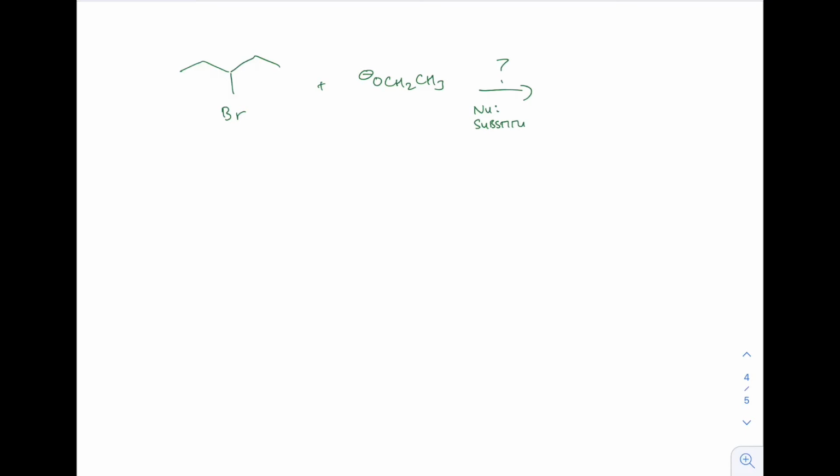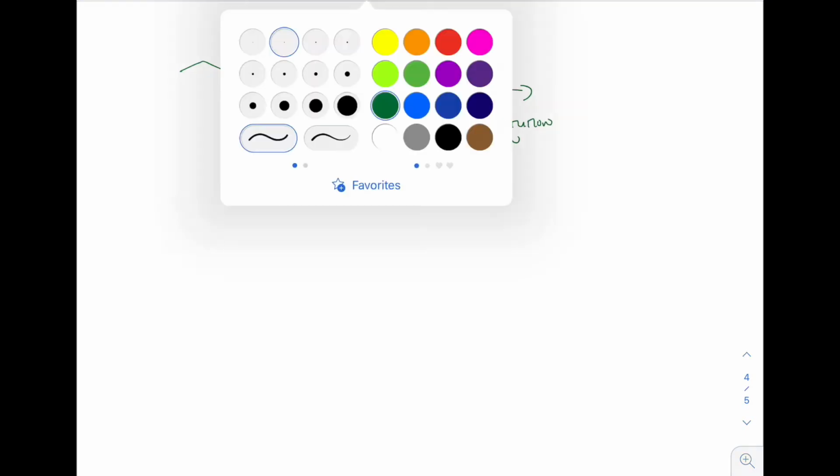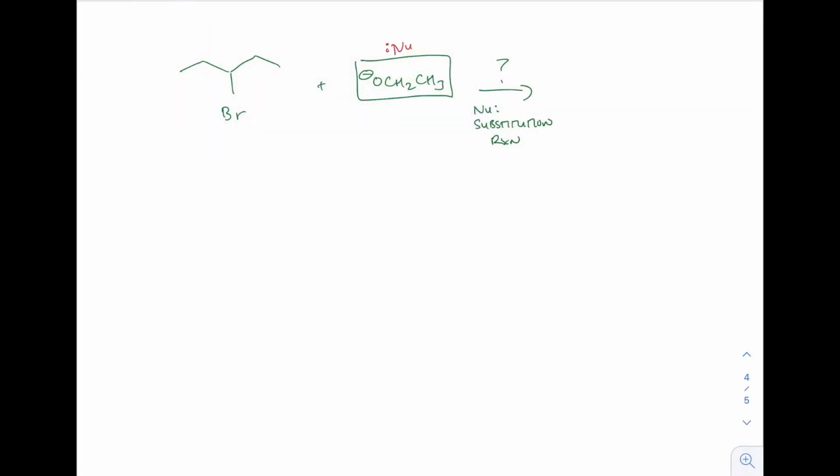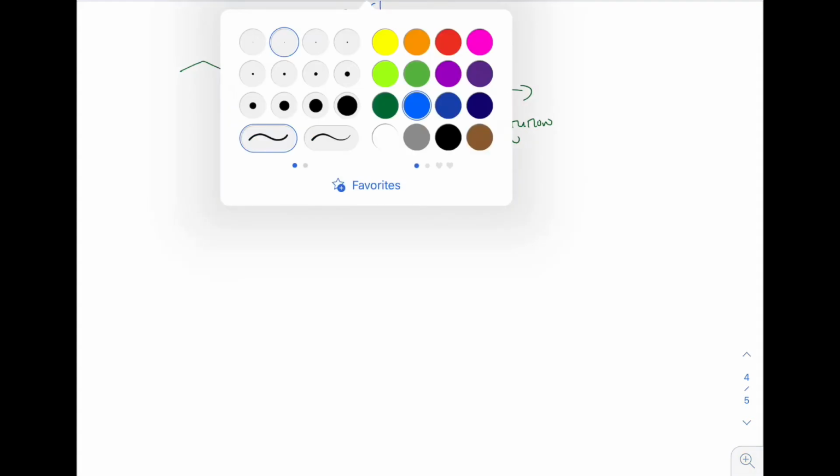So we got this 3-bromopentane with this ethoxide. That is the nucleophile because it's a negatively charged species. It's electron rich. And I'm going to highlight that bromine and the carbon in blue because remember that carbon is bound to an electronegative bromine. That's a delta positive charge, which makes that the electrophile.